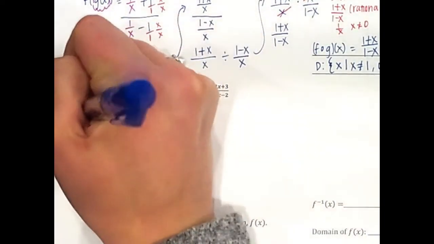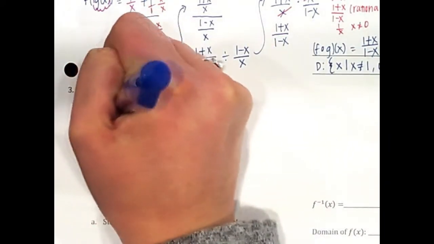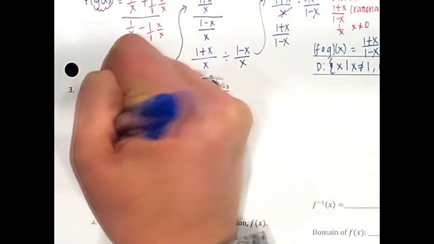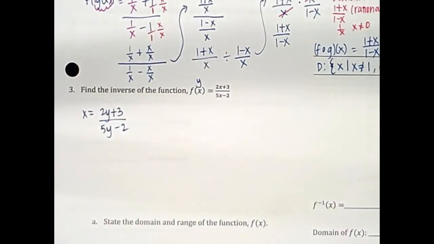So I am going to have x equals (2y plus 3) over (5y minus 2). Now I will forewarn you that the answer to this problem is weird at the end, so we'll get to that at the end. Our whole goal is to solve for y. That means we need to get y by itself.